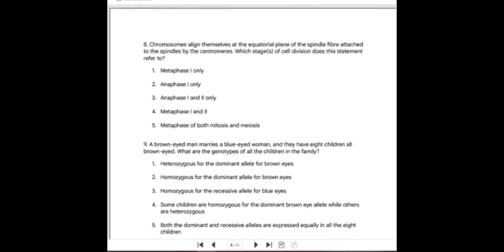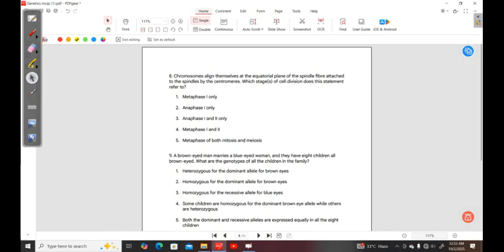chromosomes align themselves at the equatorial plane of the spindle, attached to the spindle fibers by the centromere. What stage of cell division does this statement refer to? 1, metaphase 1 only. 2, anaphase 1 only. 3, anaphase 1 and 2 only. 4, metaphase 1 and 2. 5, metaphase of both mitosis and meiosis.